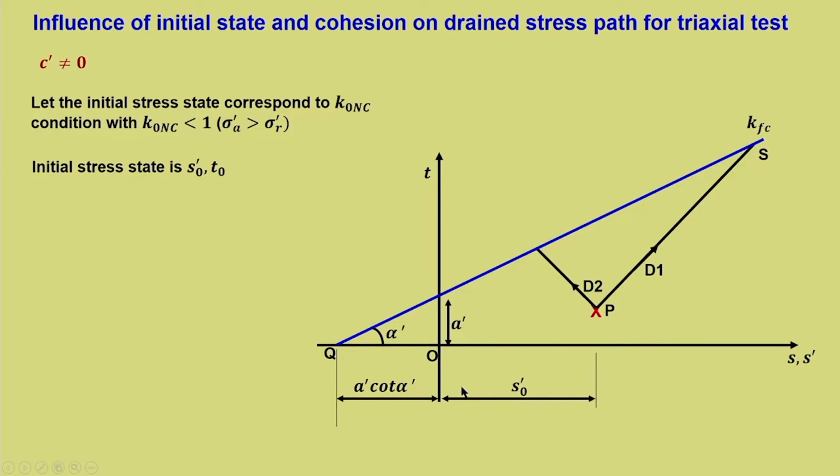Now, this particular point P is at S naught dash, the initial point, and this is T naught. We have also seen that if you know this particular point P, one can find out what stresses it is subjected to. So, this is sigma A dash, this is sigma R dash. What we have to do is draw a horizontal line, then draw 45 degrees to both sides wherever it intercepts the S line. That will give us sigma A dash and sigma R dash. This is already discussed. In that case, this will be T naught and this will be T naught.